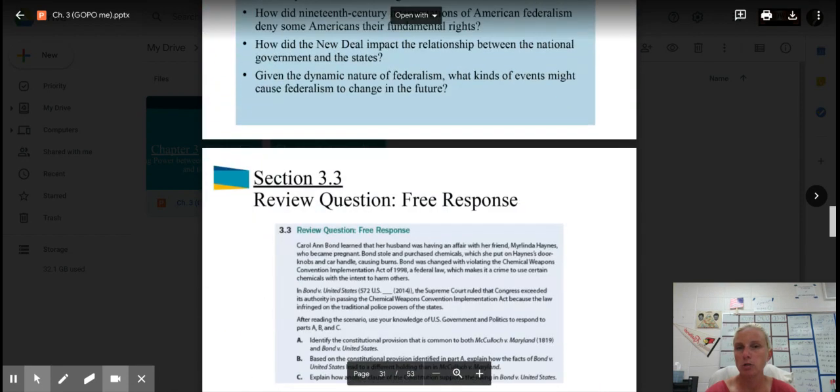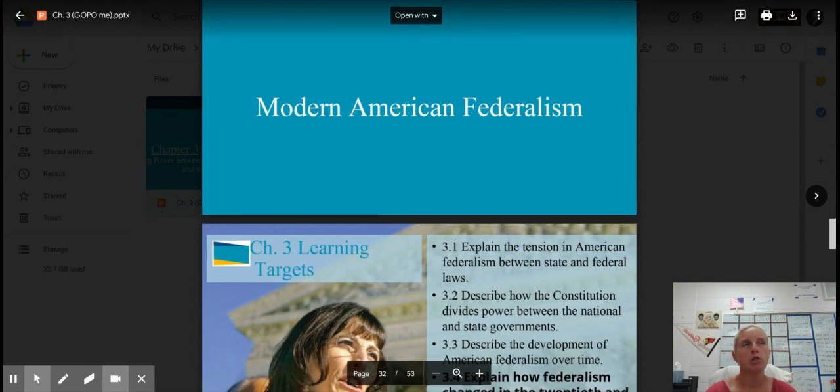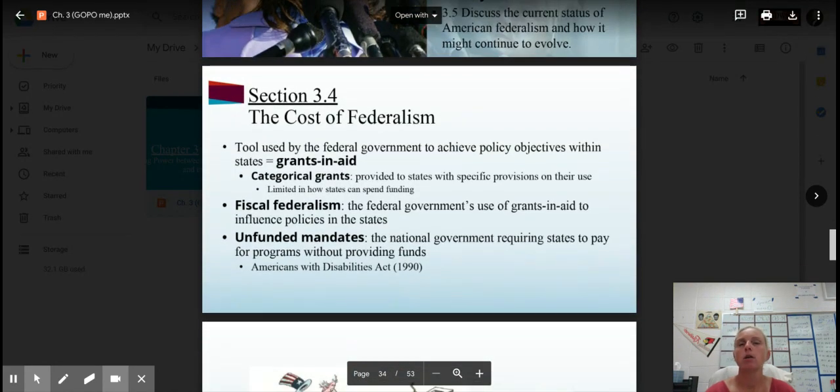So I'm going to skip through this. Now we got through the Great Depression. We see what cooperative federalism looks like. Now we're going to look at modern day federalism, which is basically still cooperative federalism, but it's known more as fiscal federalism.